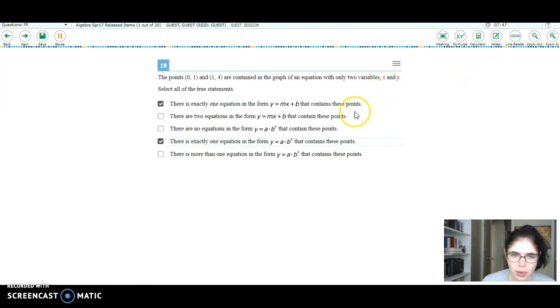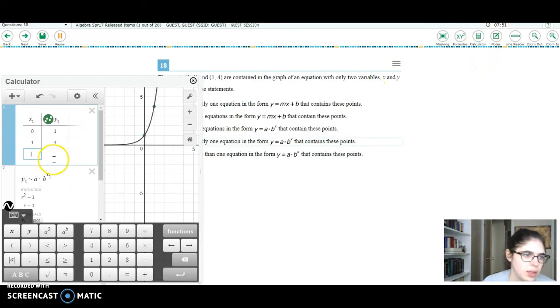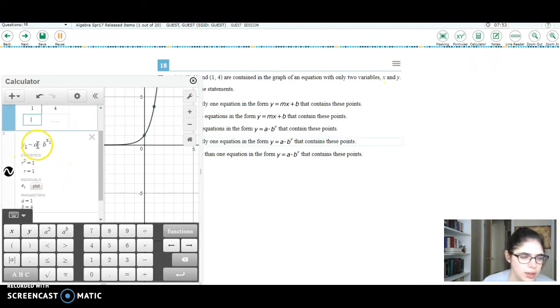It doesn't really matter what they are specifically, but you can find that from Desmos using the approximation tools and seeing that your r value, your correlation coefficient, is exactly equal to 1, which means it is an exact match for both of those equations.